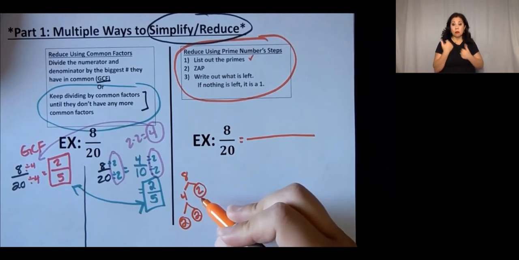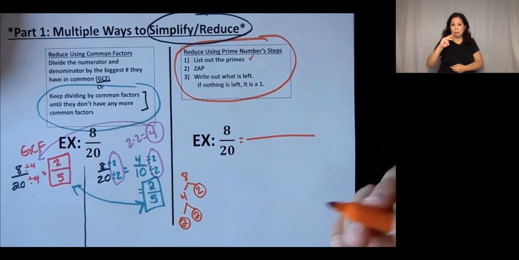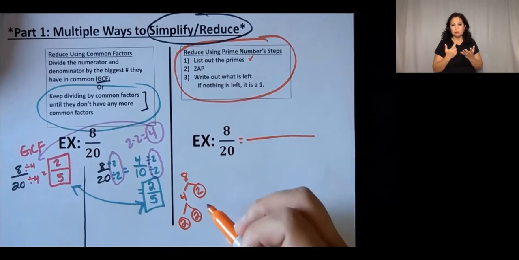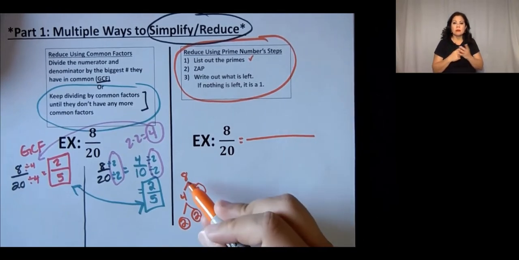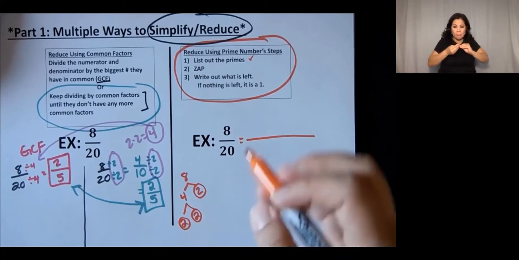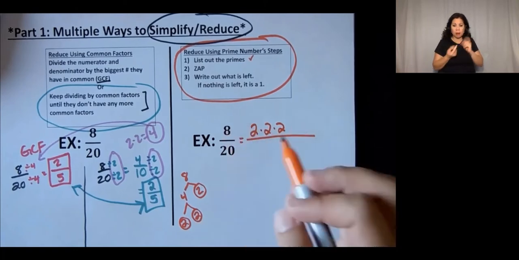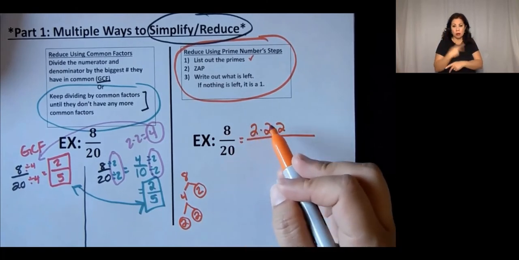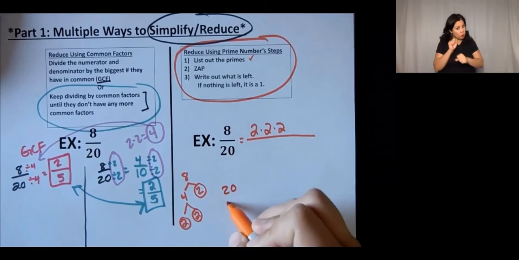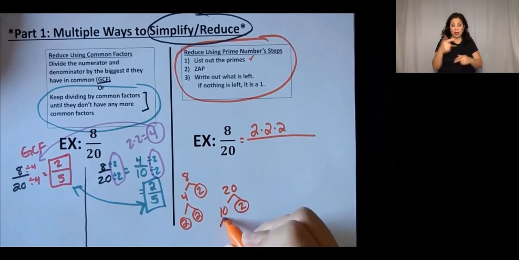So remember, these factor trees, which are also called prime trees, say it however you want, they both mean the same thing. You're trying to break down the number into its prime numbers. So I see there are 3 2s, so 1, 2, 3. When I multiply those, I should get back 8. Always check your work. 2 times 2 is 4, times 2 is 8. Perfect.